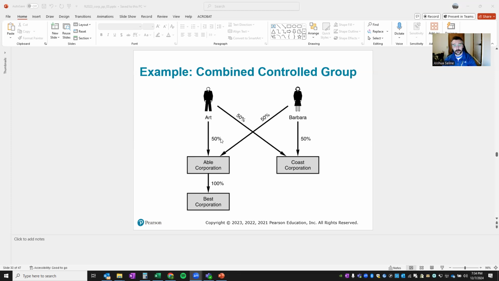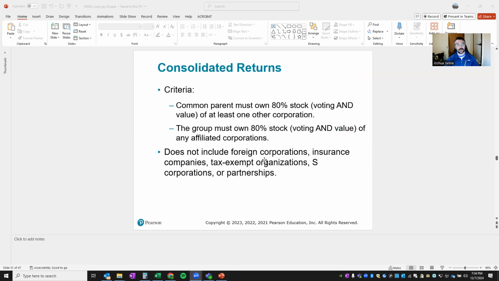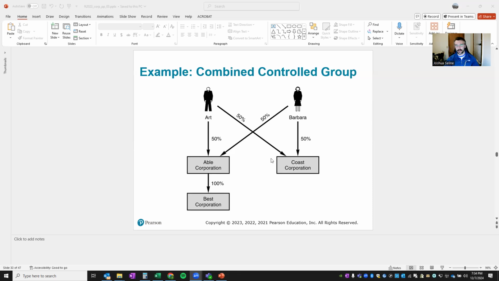Here we've got Art, who owns 50% of the Able Corporation and 50% of the Coast Corporation. Then you've got Barbara, who owns the other 50%. It's like they own 100% of the Best Corporation. So this is the combined control group. There are also brother-sister groups, which the slides don't get into, so I'm not going to, but there are generally 3 groups: parent-subsidiary, brother-sister, and combined control.